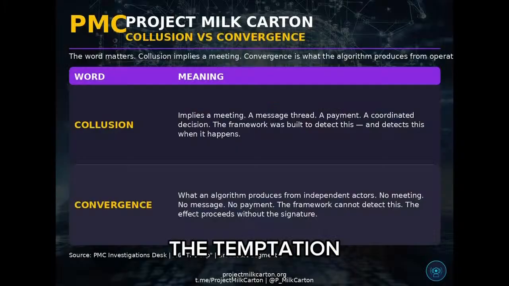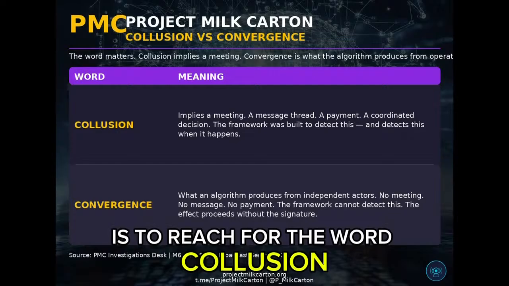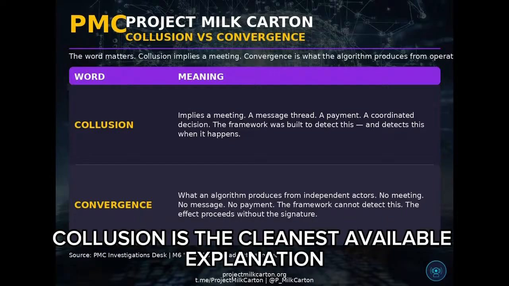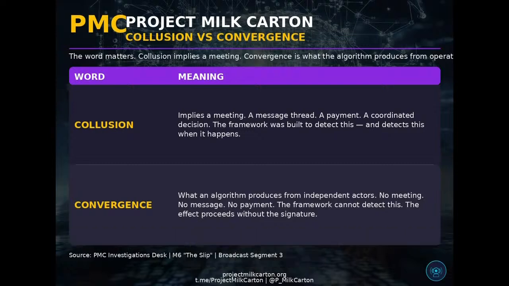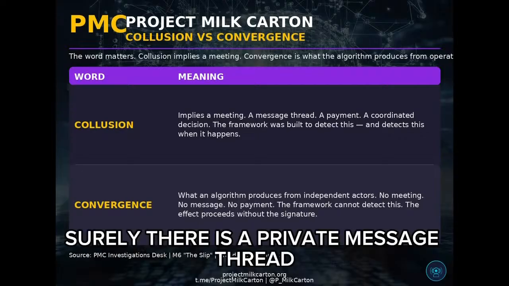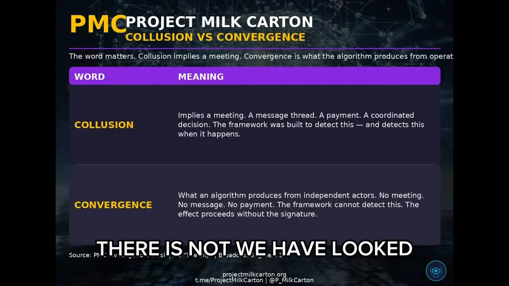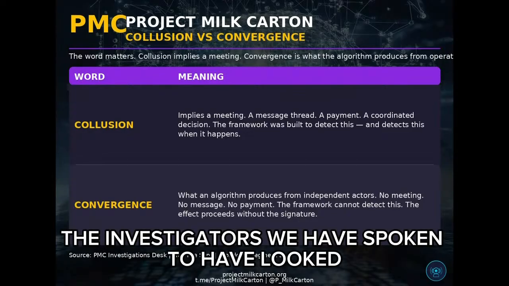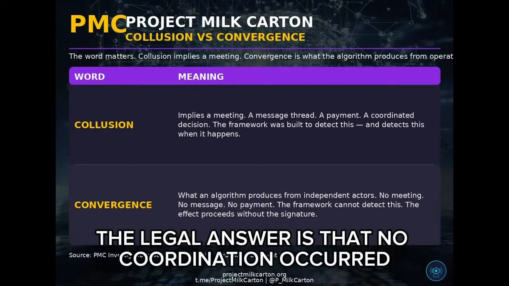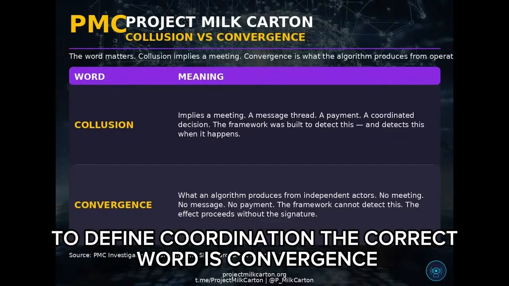The temptation, when you encounter the event we just described, is to reach for the word collusion. Collusion is the cleanest available explanation. 2 accounts, same frame, same target. Surely they spoke. Surely there is a private message thread. Surely there is somebody paying both sides. There is not. We have looked. The investigators we have spoken to have looked. The legal answer is that no coordination occurred, in any sense the regulatory framework currently uses to define coordination.